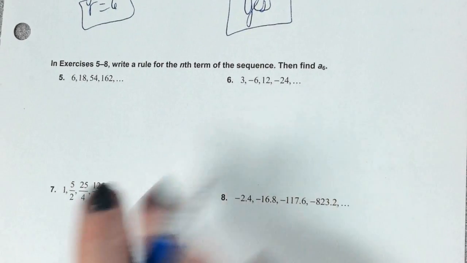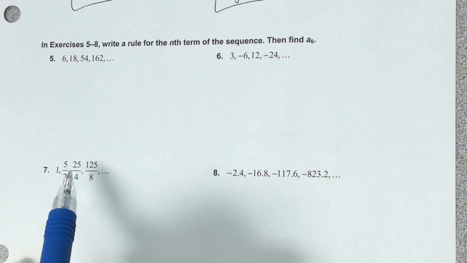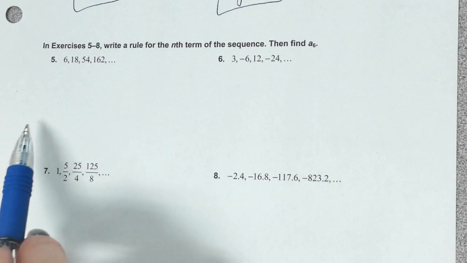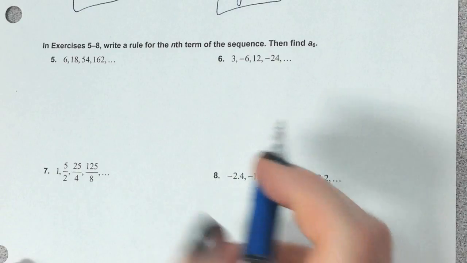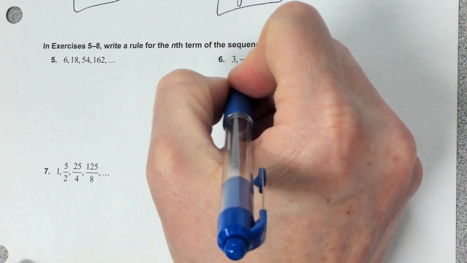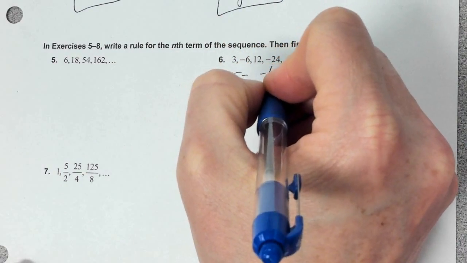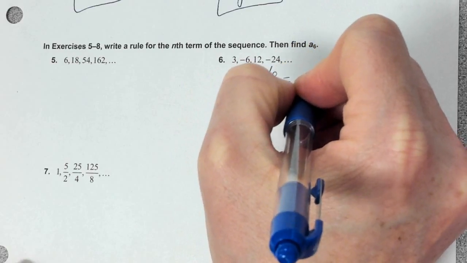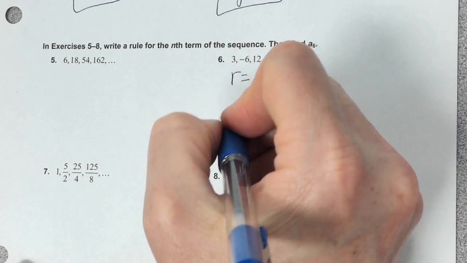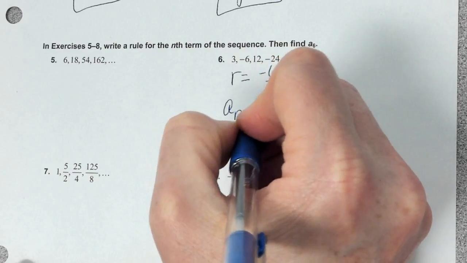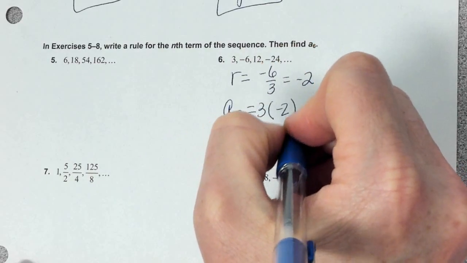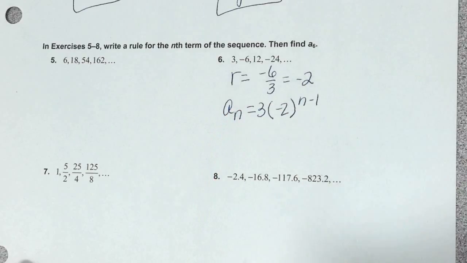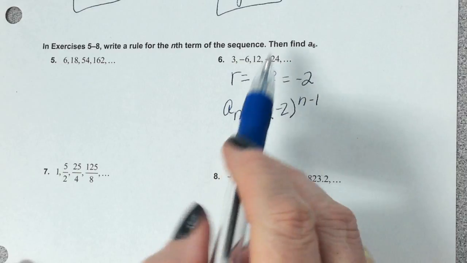All right, so now we're back to writing rules for the sequences. The first one's pretty easy. I'll do the second one with you. To find our R value, I can do -6 divided by 3. That gives us -2. So the formula is going to be A sub n equals A sub 1 times R to the n minus 1. And so that's going to be our formula.